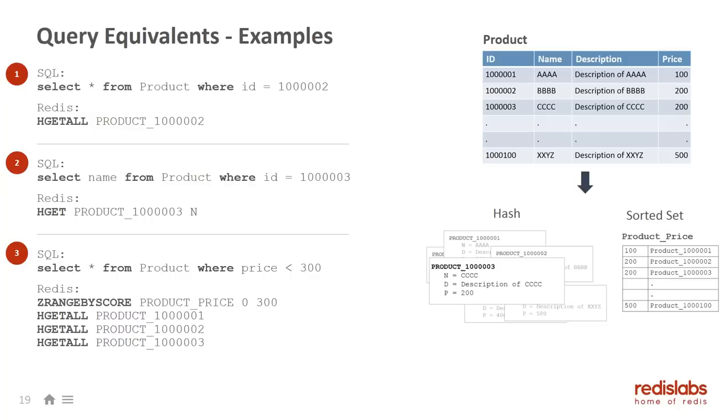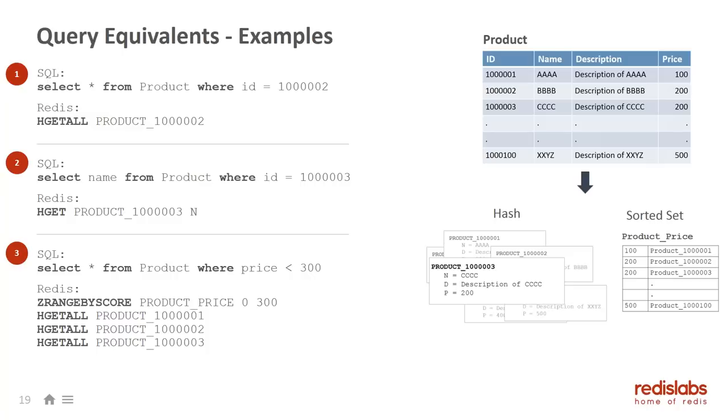The second example is you are fetching just the name of a product. When you're getting the name of a product in Redis, you don't have to get all the elements. You have a command called HGET. So you just do HGET on the hash element, and in that you just get name. In this case, I'm storing name as n, the short form of name. And all I do is HGET product_1000003 n.